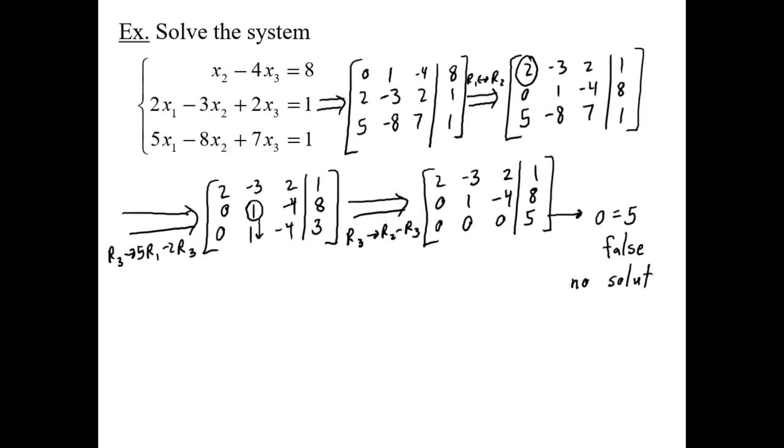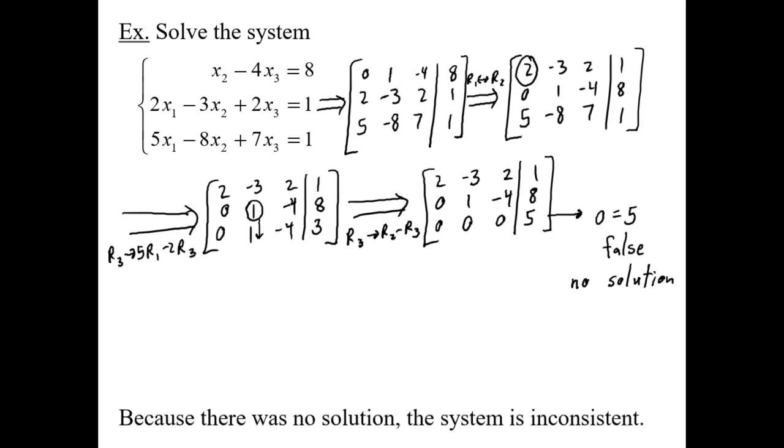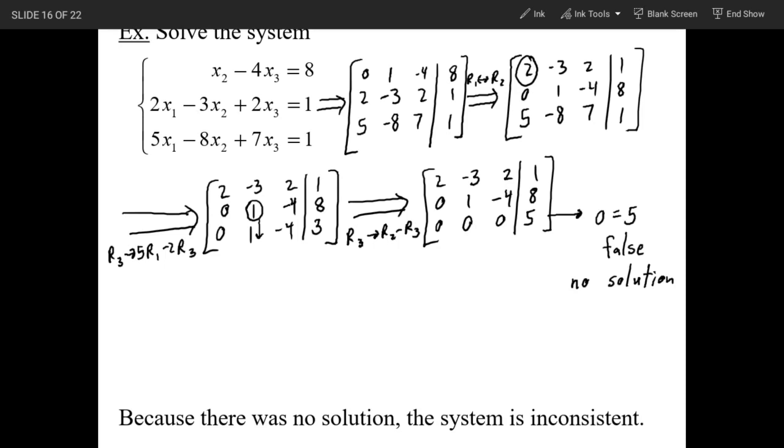If all the variables disappear and what you're left with is a false statement, then we're going to say that there is no solution. And in fact, we're going to say that this system is inconsistent. I used that phrase earlier, inconsistent. What I want to make sure we understand though is that the no solution here wasn't because the variables disappeared. It's because we were left with a false statement.